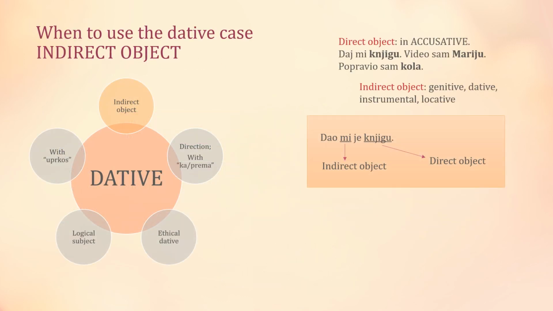In all the examples we've seen so far, the pronouns in the dative served the purpose of an indirect object. A direct object comes in accusative, something or someone that is obviously the object of an action, whereas an indirect object can be in other grammatical cases, like the dative. In our examples with giving, dao mi je knjigu, the indirect object is the recipient of the direct object.